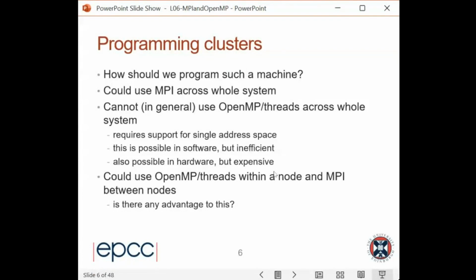However, how about using OpenMP threads within a node and MPI between nodes? We have 8 nodes. Let's run 8 MPI processes, say, and have each MPI process spawn 128 threads. That would use up all our CPU cores, but is that a useful thing to do?